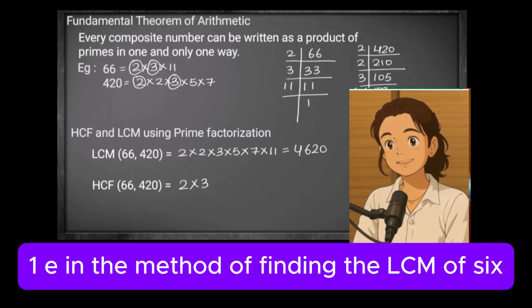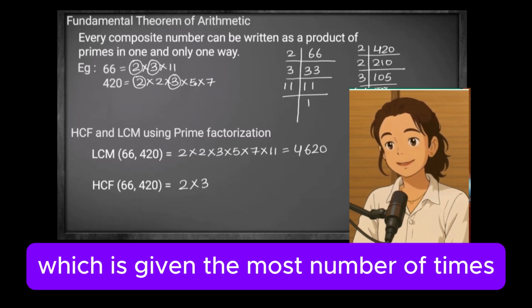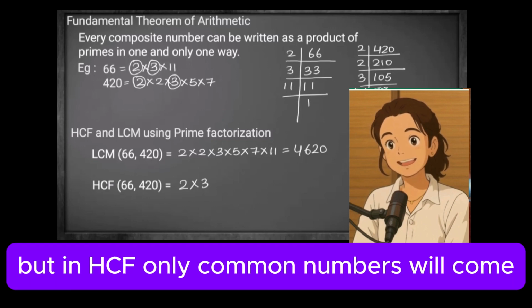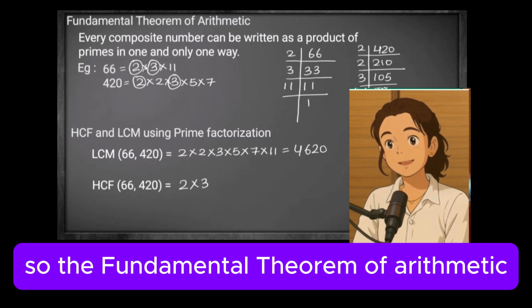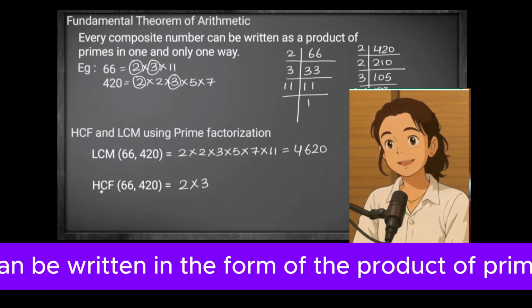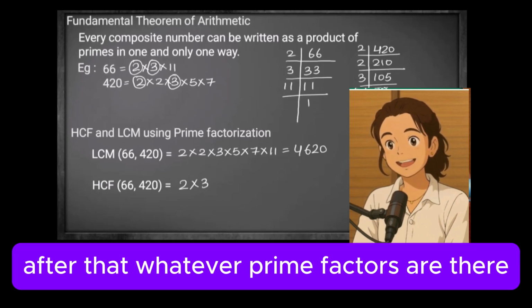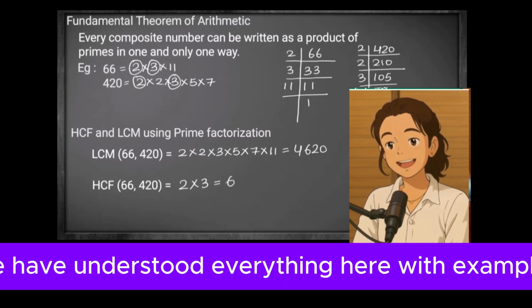In the method of finding the LCM of 6, what we have to do is take the number which is given the most number of times and all the numbers will come, but in HCF only common numbers will come. So the fundamental theorem of arithmetic tells us that a composite number can be written in the form of the product of prime numbers. After that, whatever prime factors are there, they help us in finding the HCF and LCM. We have understood everything here with examples.